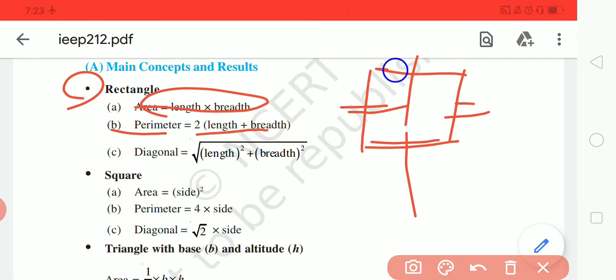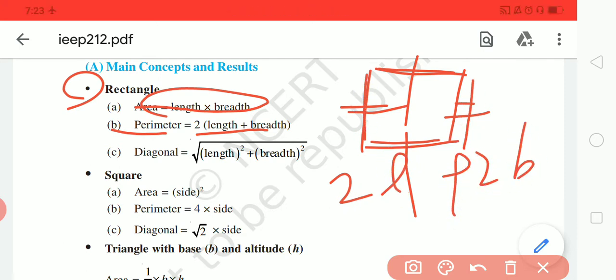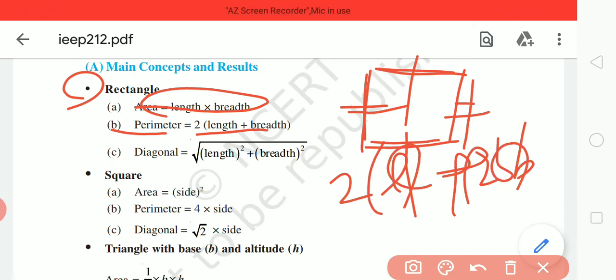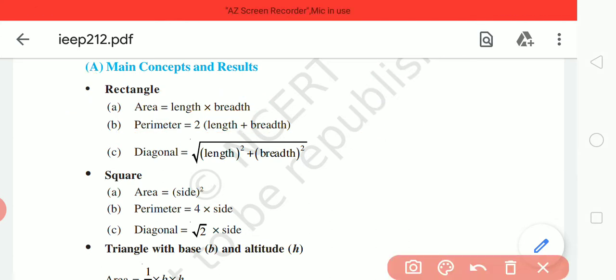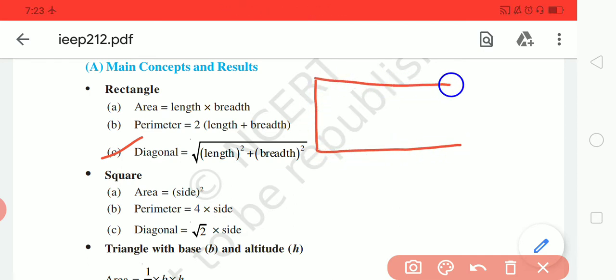So this and this will be the same, so two times the length, and this will be the same, so 2 times the breadth, and you will take 2 as common, then you will get 2 into L plus B. You know that very well, you are in the 9th class now, so you know very well how the formula forms. Now the diagonal of the rectangle, how can you find this one?